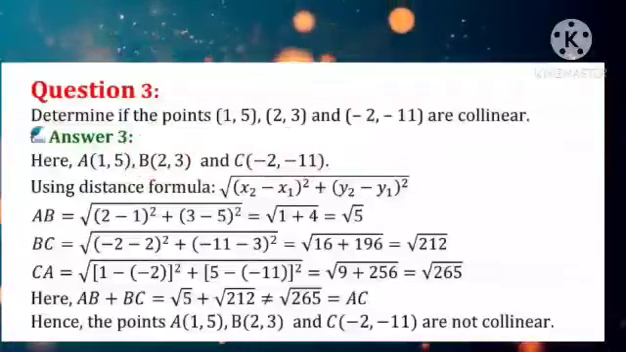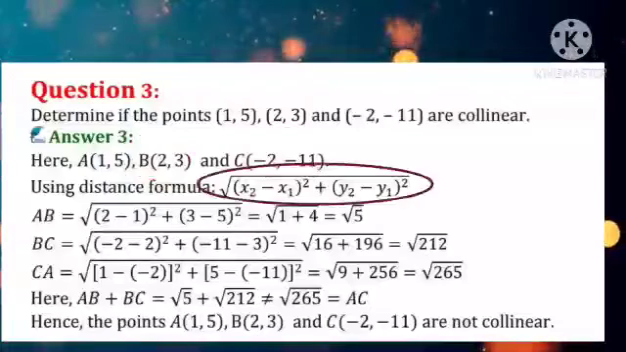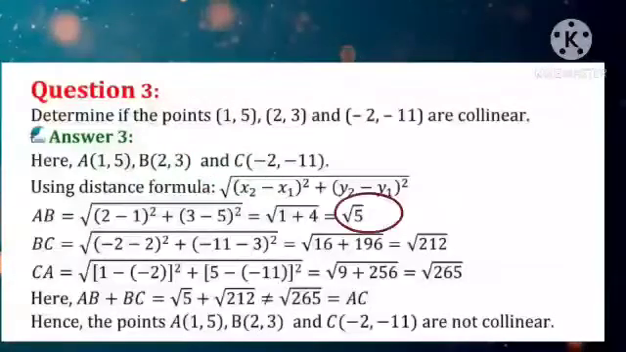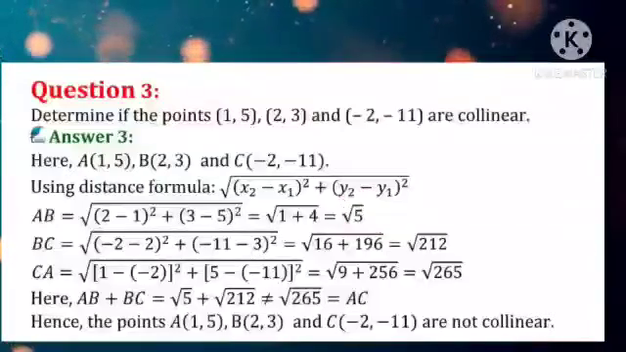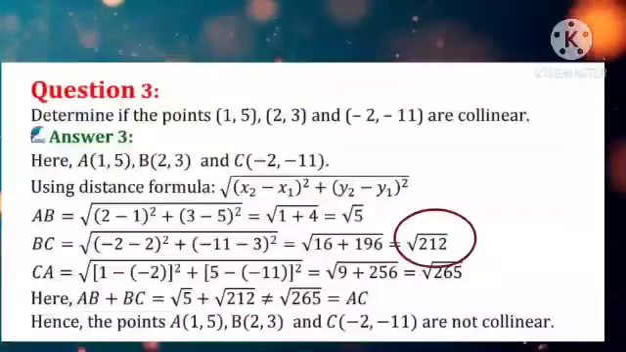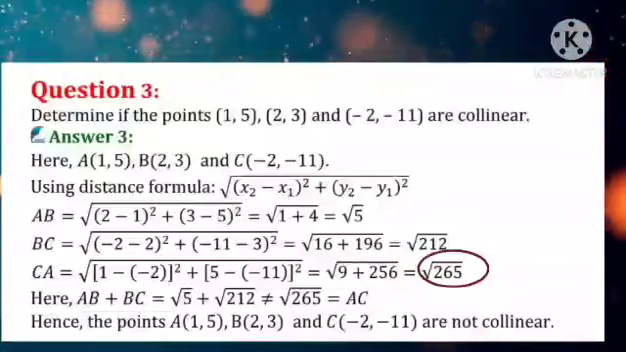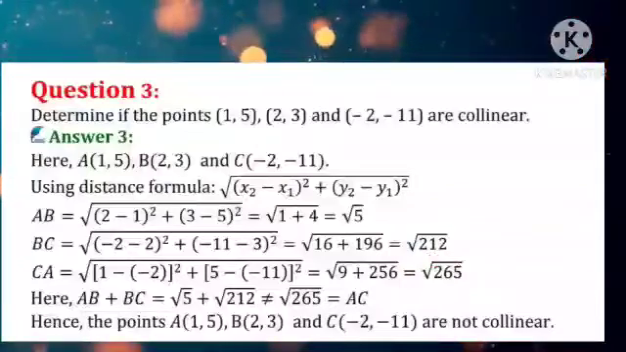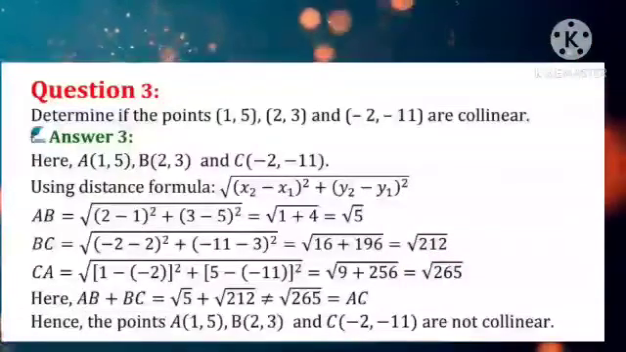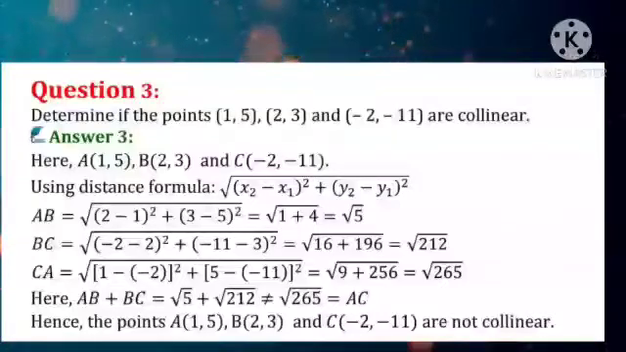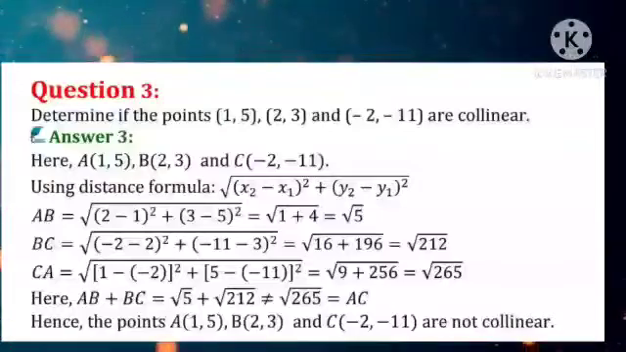Now we should move to find the length of AB by using distance formula, and you can see we get the length of AB as root 5 units. Similarly, by using the distance formula, we can find the length of BC, which is root 212, and similarly the length of CA is root 265, as you can see on the screen. Dear students, as we can see here, the sum of the lengths of any 2 sides is not equal to the third side in any case. So we can say that the given 3 points are obviously not collinear.